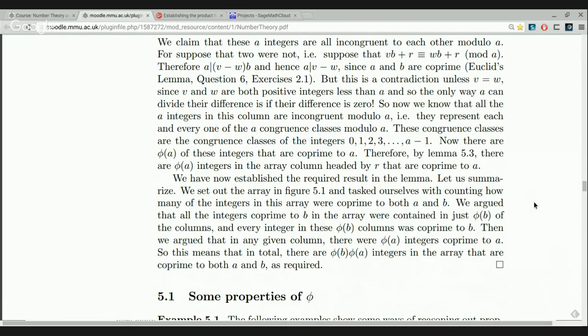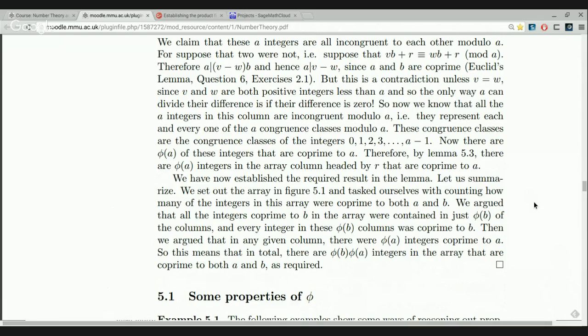We first tried to pin down the ones that are co-prime to B. We found that they had to organize themselves into columns. So there's a certain collection of columns that were all co-prime to B. How many of those columns were there? Phi of B was the number of those columns. Then when you looked within any one of those columns, we saw a complete set of residues modulo A. So how many of those are, in addition, also co-prime to A? The answer to that question is phi of A.